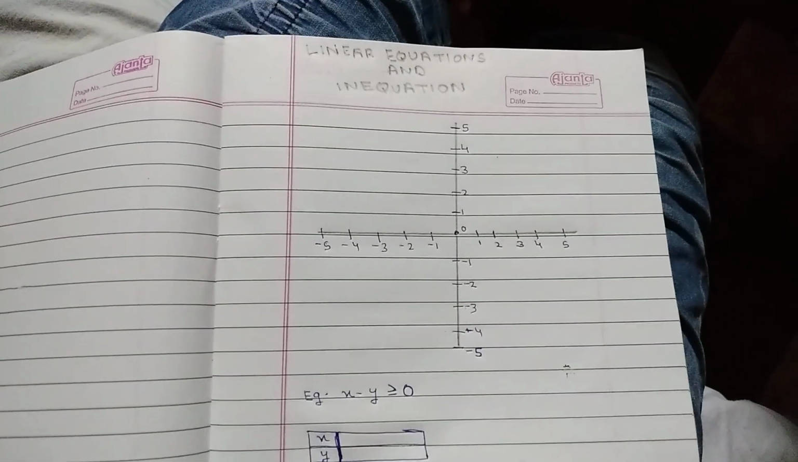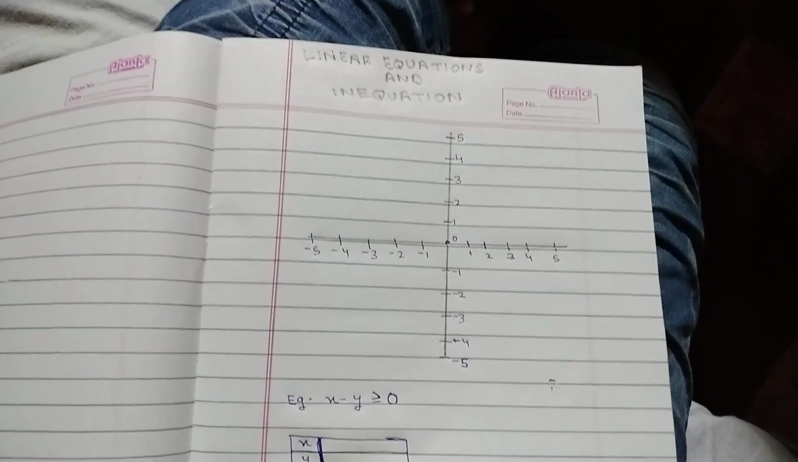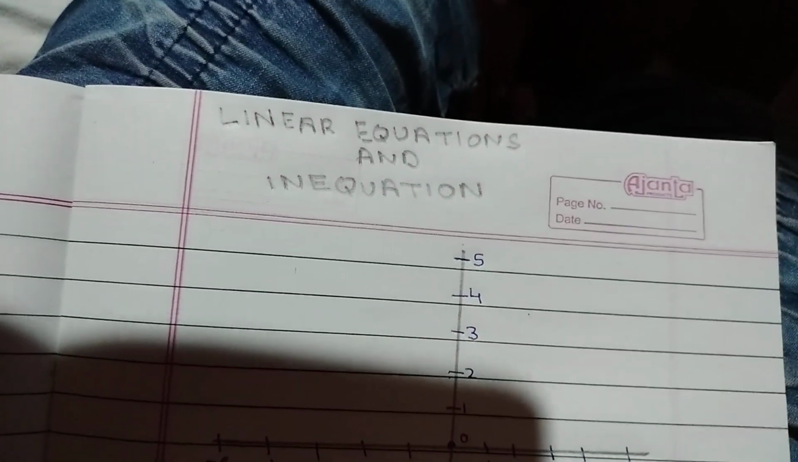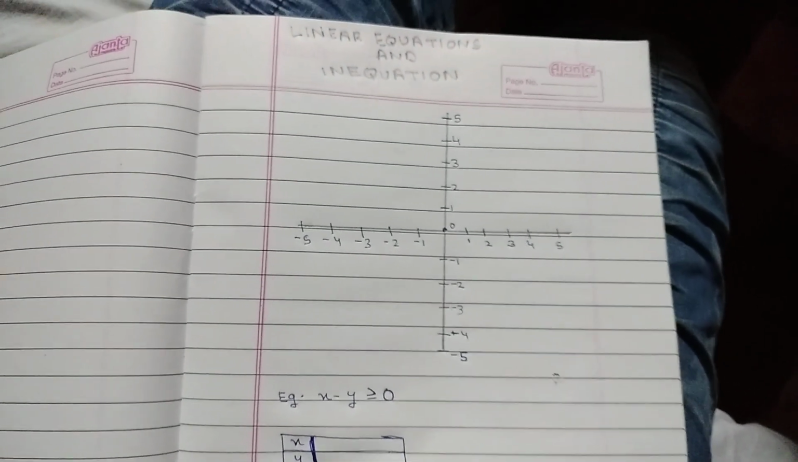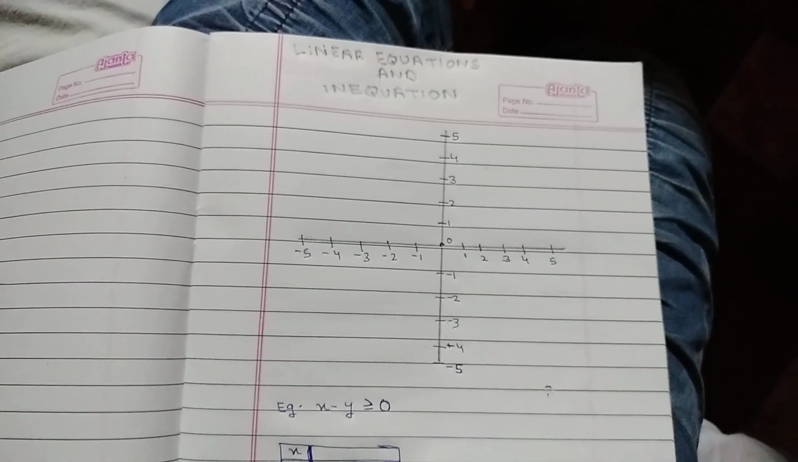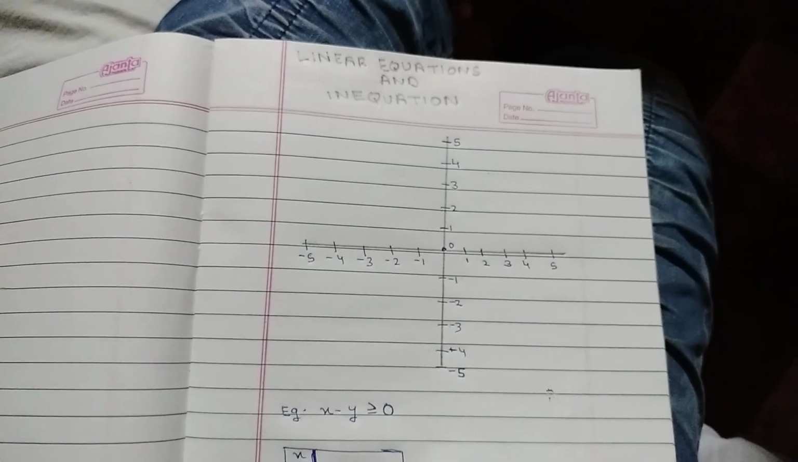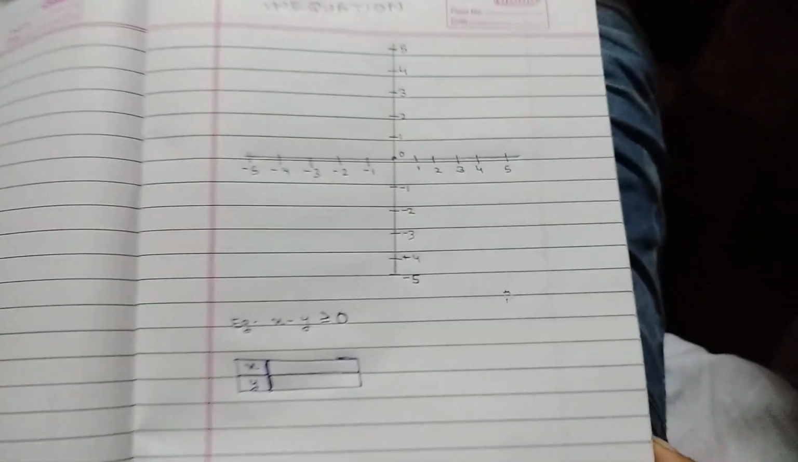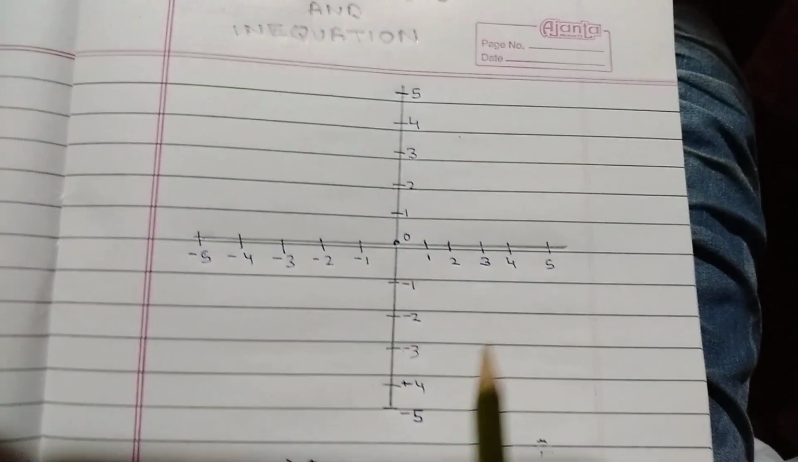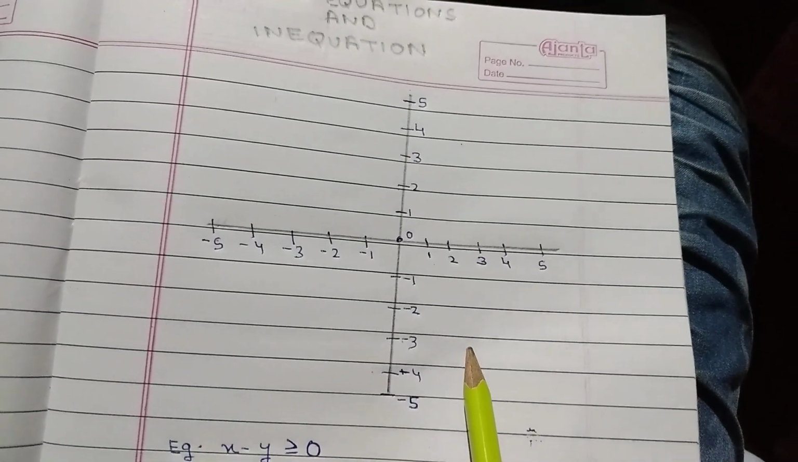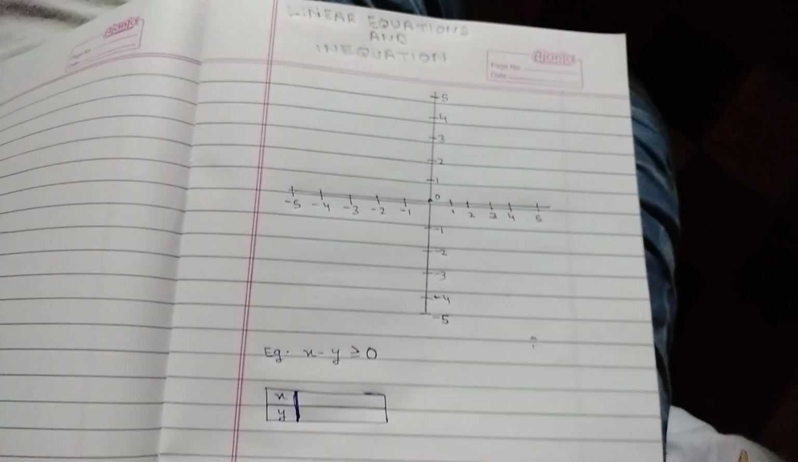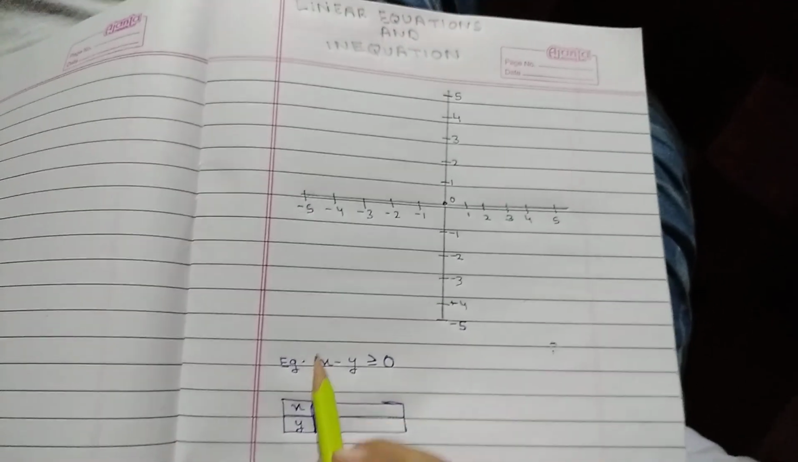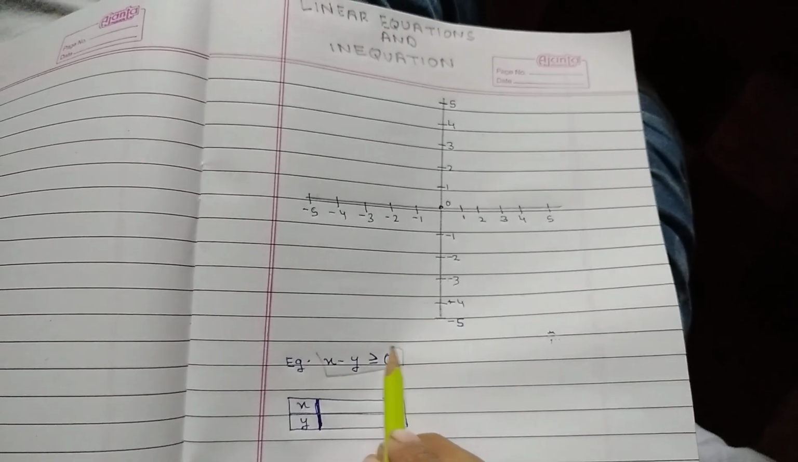Good evening, everyone. Today I am going to explain a topic from the chapter Linear Equations and Inequations. The name of the topic is Representation of Inequation in two variables on graph. So on the screen you can see a graph. You would be familiar with this graph. For the representation, we are going to take an example.